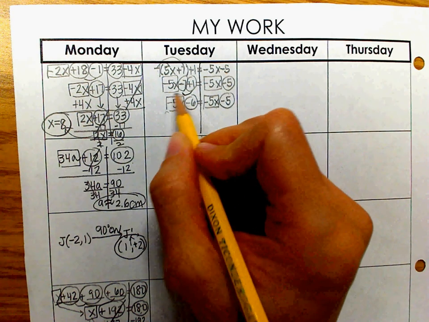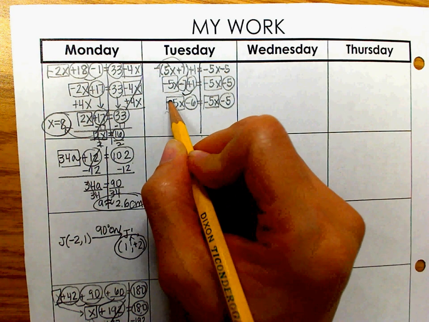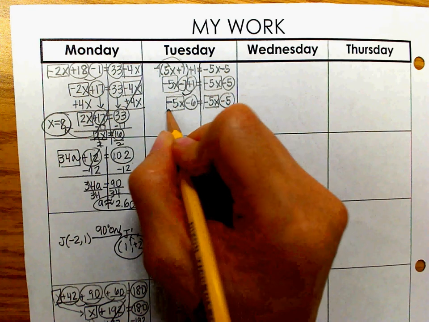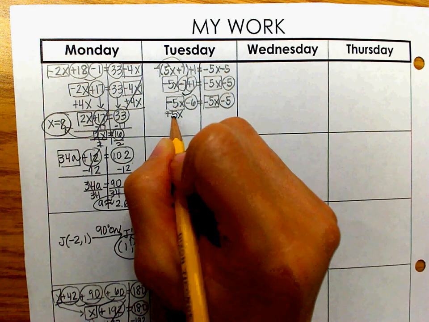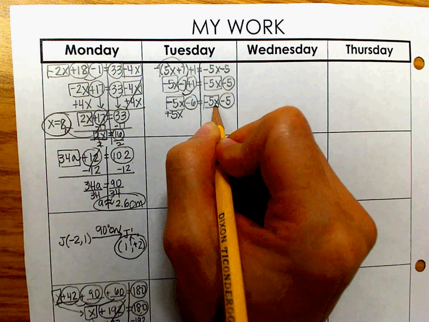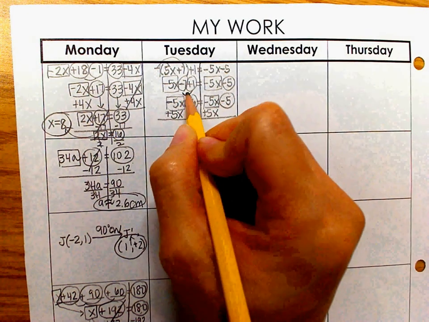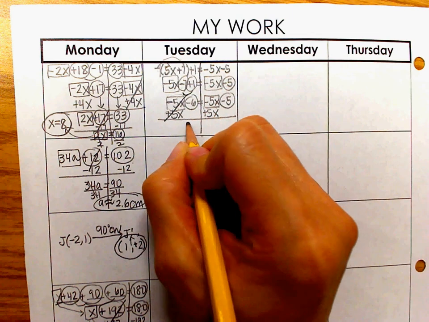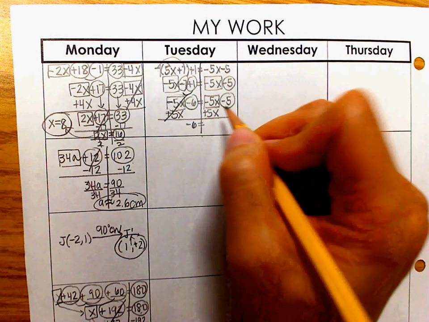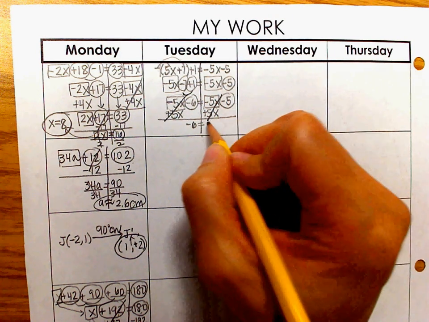So let's say I want to get rid of this. What's the inverse of subtracting 5x, or negative 5x? You add the 5x. But whatever you do to one side, you find the like term on the other side, put it underneath, and do the same. So these cancel out, they eliminate. You get a negative 6. But interestingly, these also eliminate, and all you're left with is negative 5.